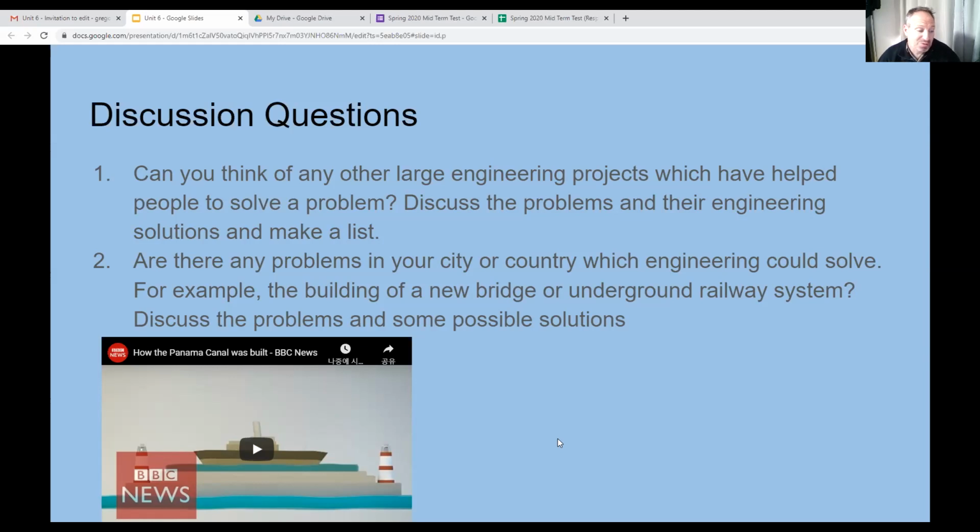Not at the moment, of course, with coronavirus. There are many, many very important engineering projects around the world. Korea has lots of bridges and tunnels, many different things. Problems in your city or country which engineering could solve.